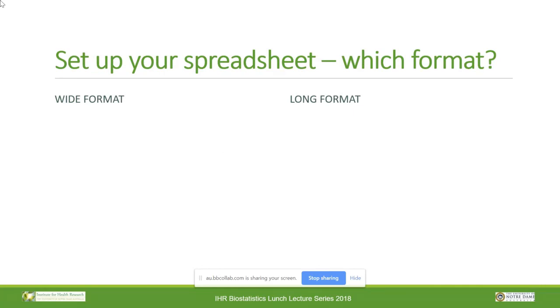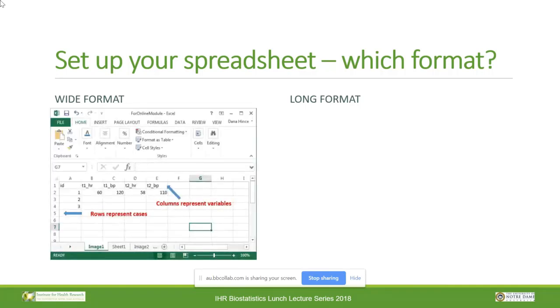So you're going to set up your spreadsheet. Has anyone heard of wide and long format before? No? Okay, so wide format is what you typically see. Your rows represent the cases down the side, and along the top we have columns representing variables. But if you look at a couple of those variables, I've got T1HR, T1BP, T2HR, T2BP: time 1, time 2, heart rate and blood pressure. You can see they're going across. So one person has a variable value that is a mixture of both what's being measured and the time.